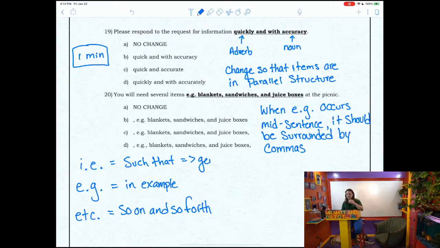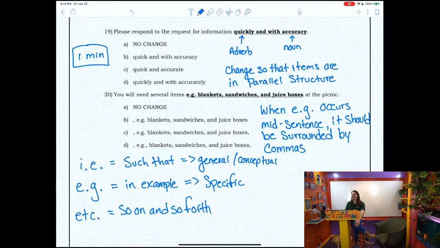Okay, so for 19 and 20, well, specifically let's start with 19. Please respond to the request for information quickly and with accuracy. So quickly is an adverb. We can tell by that classic ly suffix ending there. And accuracy is a noun. So we want to make sure that we're listing, whenever possible, items in parallel structure, which means consistent grammatical forms. So is there a way to write accuracy as an adverb? And yes, there is. So we want quickly and oh no, there's a typo here. I'm so sorry.